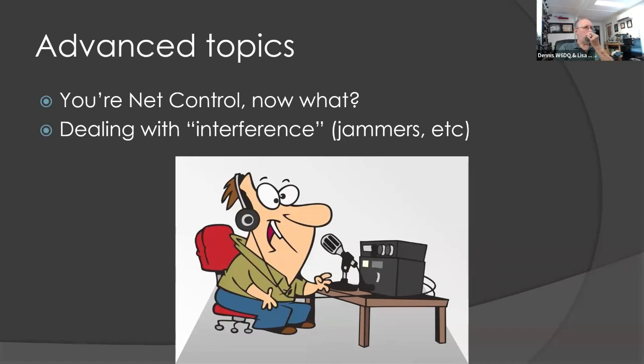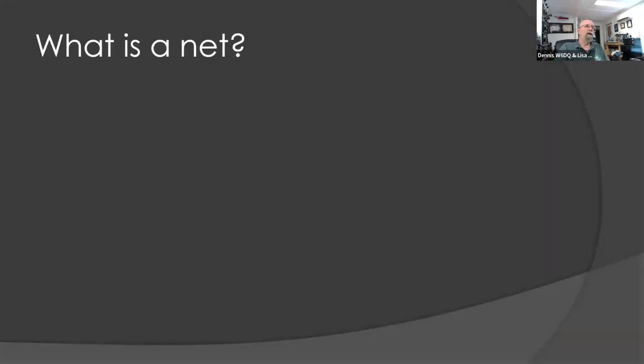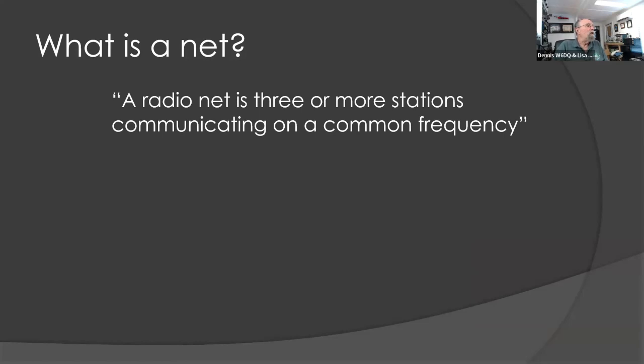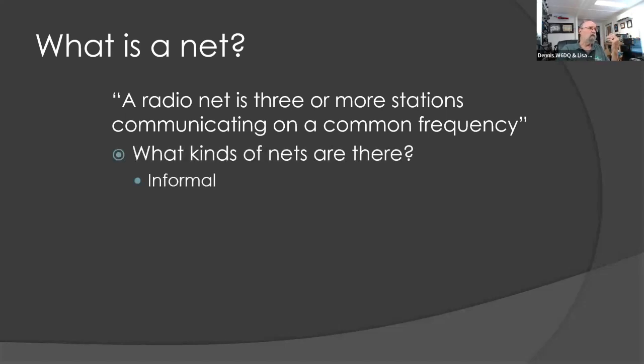So what's a net? What is a net? Well, by definition, a radio net is three or more stations communicating on a common frequency. Okay, so that makes sense. There's three of us, we're talking on a particular frequency. It may be on VHF, UHF, or gosh, it could be on HF, most likely for me on HF. But there are different types of nets. So what kinds of nets are there? Well, first off, what I consider informal nets. And then we'll talk about something called a directed net.